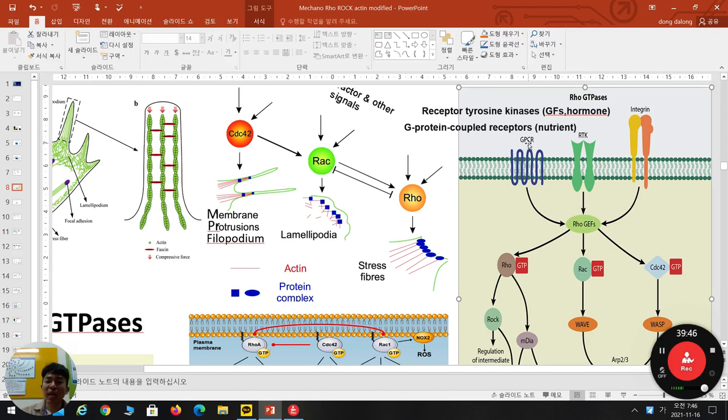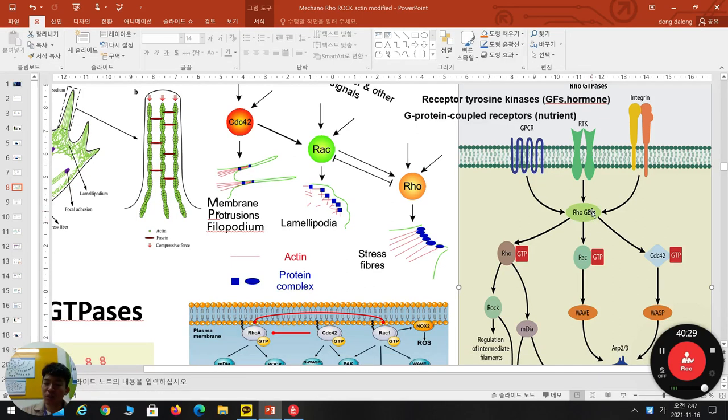GPCR majorly detects nutrients like peptide, glucose, lipid, this kind of thing. Receptor tyrosine kinase detects most of the growth factors, VEGF, FGF, EGFR, something like that, and hormones like estrogen, testosterone. And then integrin senses the ECM component, right? When the ECM changes, when ECM is stretched or contracts, because of integrin physical binding, they somehow can activate Rho GEFs. And then the exchange factor is activated, changing GDP to GTP.